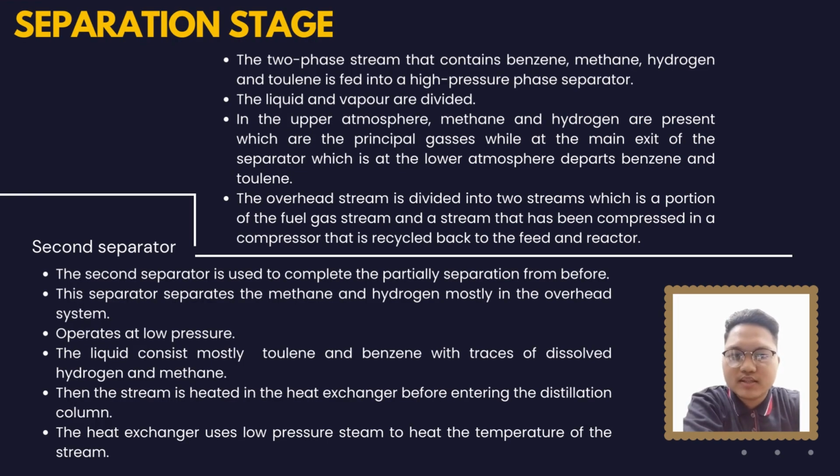In the separation stage, the two-phase stream that contains benzene, methane, hydrogen and toluene is fed into a high-pressure phase separator. The liquid and vapor are divided. In the upper section, methane and hydrogen are present, which are the principal gases, while at the main exit of the separator, at the lower section, benzene and toluene depart.